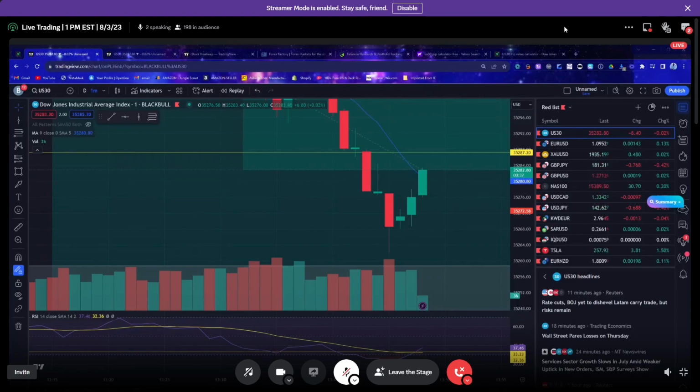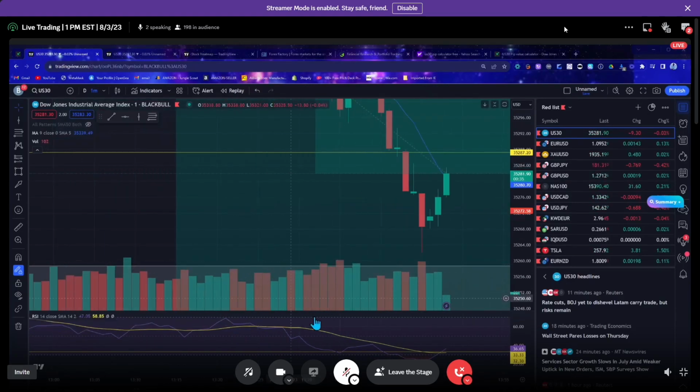Now here's a huge pullback on the 1 minute. It's probably going to reverse again after it gets to this area of resistance on the RSI. So it'll probably come up to here for the next push back down.